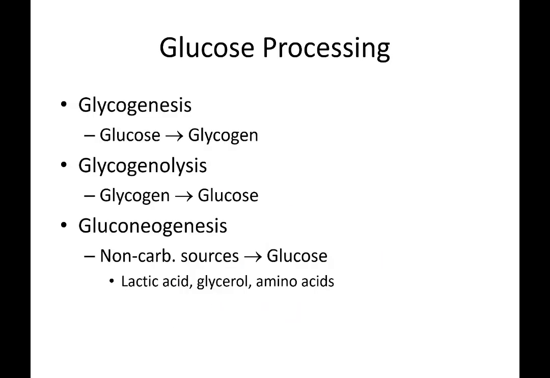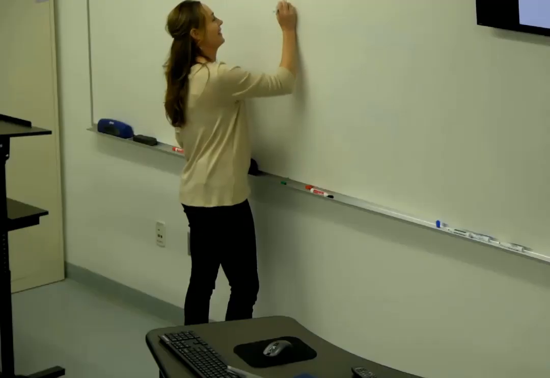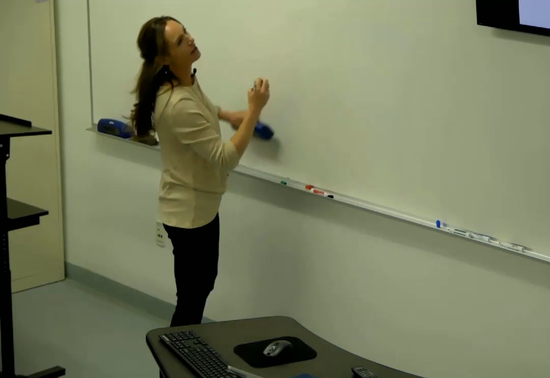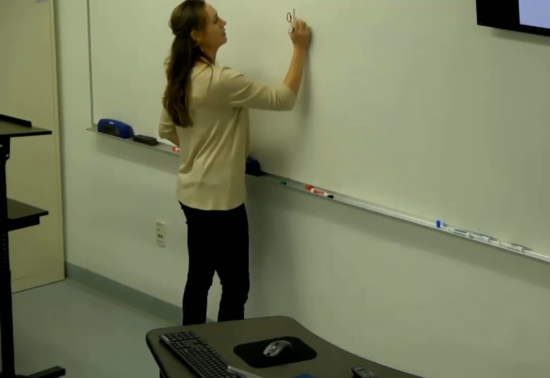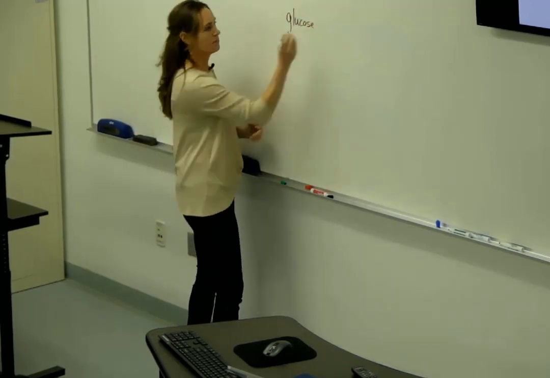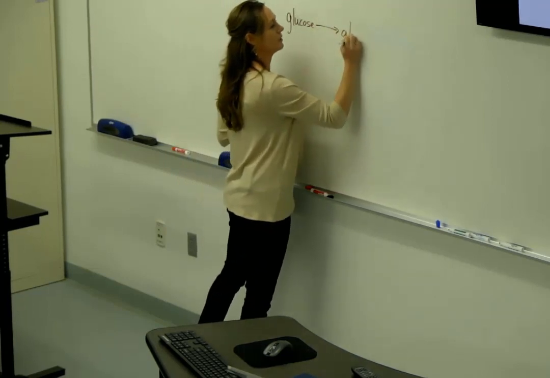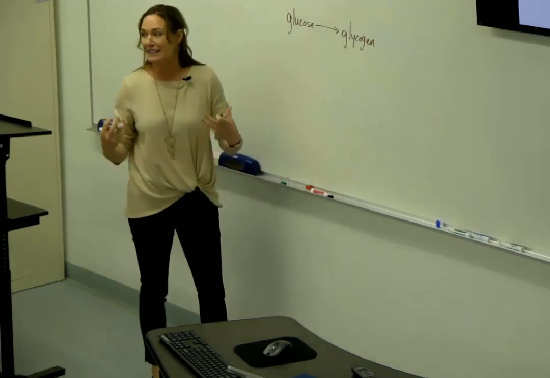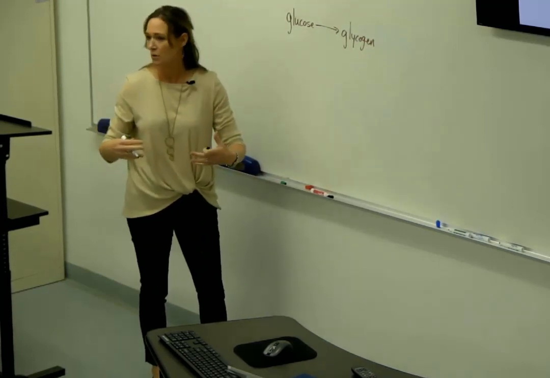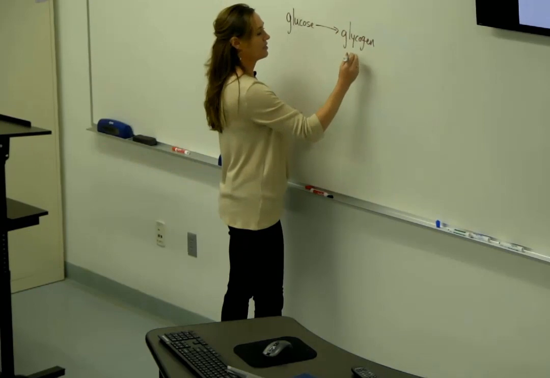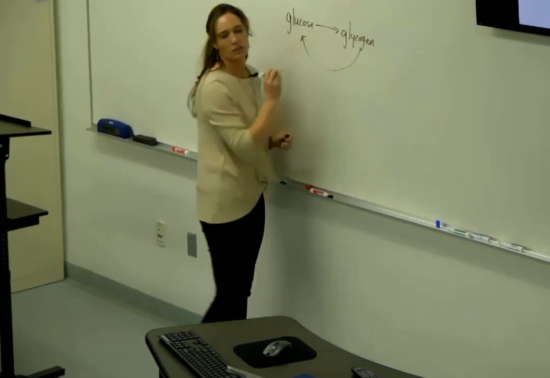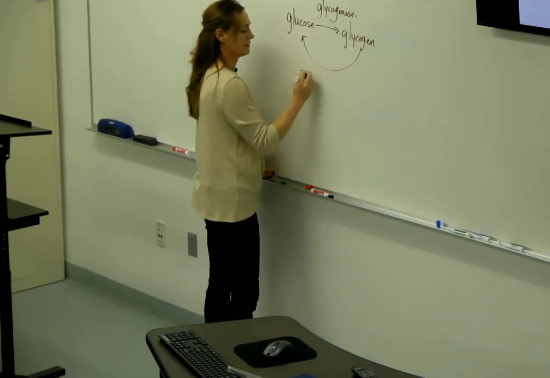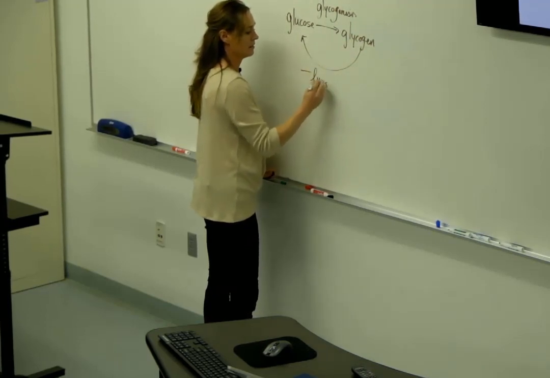Glucose terms are glycogenesis. Well, glycogenesis, let me see, we have a glucose that we absorb and we're going to turn it into glycogen. Then glycogenolysis, the lysis means breakdown, that's where we take our glycogen and break it right back down to glucose. Glycogenesis is forming it, and then the lysis is breaking it down.